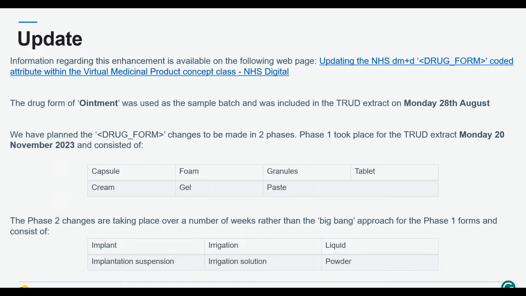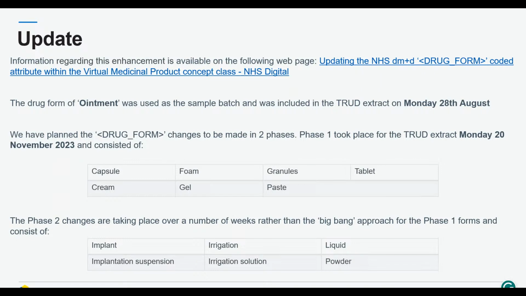So just to recap, we undertook a sample batch, is what we called it, of ointment back in August. It allowed us to create a small number of changes, but to VMPs where there is usage. So we could go through that process and people could see what potential changes there may be in their IT systems, or to end users, before we went ahead and made the larger changes. And the larger changes of phase 1 and phase 2 we're making over separate times.